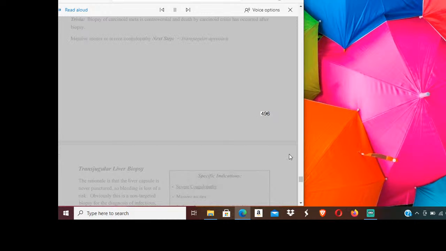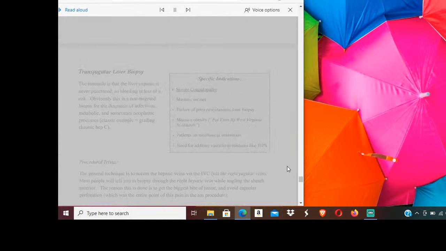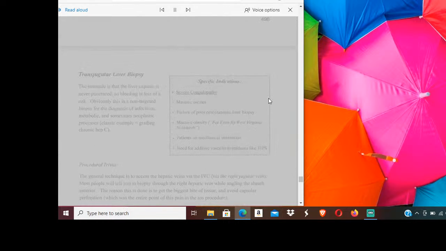496. Transjugular liver biopsy. The rationale is that the liver capsule is never punctured, so bleeding is less of a risk. Obviously this is a non-targeted biopsy for the diagnosis of infectious, metabolic, and sometimes neoplastic processes. Classic example equals grading chronic Hep C. Procedural trivia. Specific indications are severe coagulopathy, massive ascites, failure of prior percutaneous liver biopsy, massive obesity, fat even by West Virginia standards, patients on mechanical ventilation, need for additive vascular procedures like TIPS.